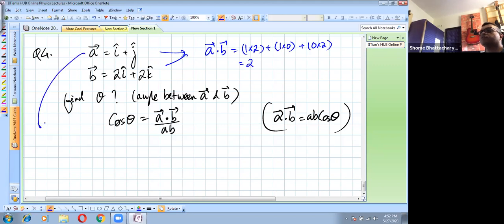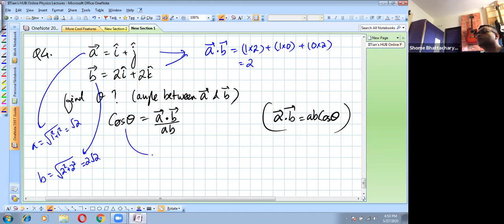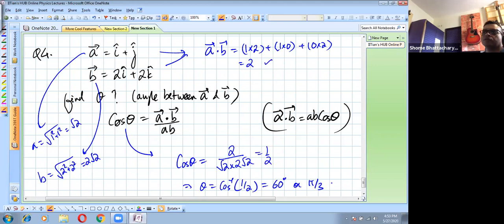And then for this, what is the magnitude of the vector A? It is square root of 1 square plus 1 square. So that is root 2. And what is the magnitude of the vector B? It is square root of 2 square plus 2 square. So that is 2 root 2. So now what is cos theta? Cos theta is A dot B, which is this one, divided by mod A, which is this one, into mod B, which is this one. You can see this now. So theta is cos inverse of half, which is 60 degrees, or pi by 3.